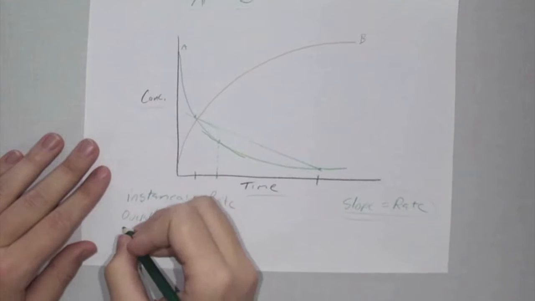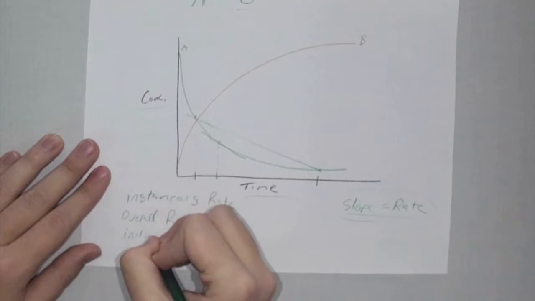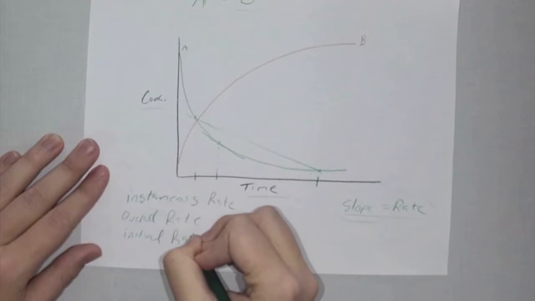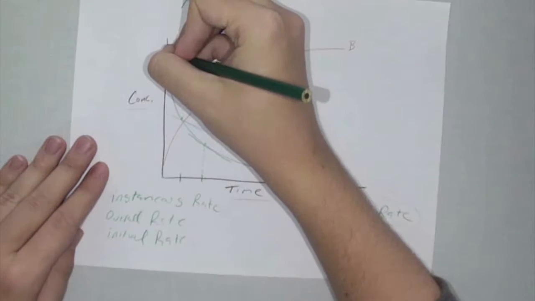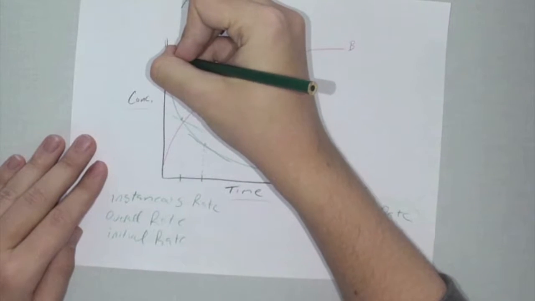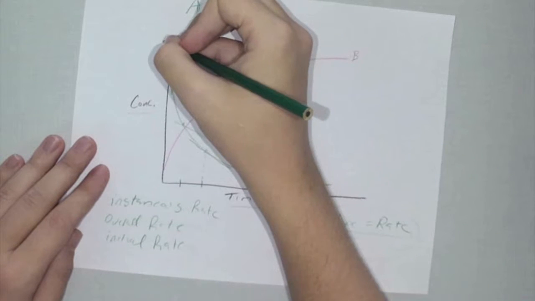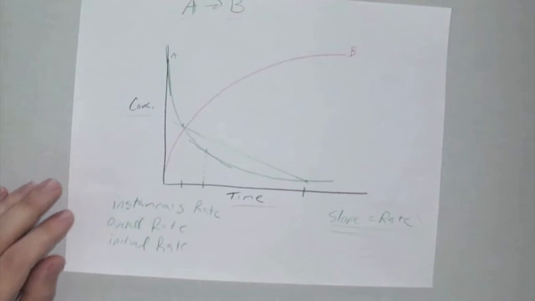And finally, you're going to have your initial rate. This one is pretty self-explanatory. It is your rate right at the beginning. So, once again looking at our rate of consumption of A, we just make a point right at the top, draw our tangent line, and then find the slope of that line, and you can get your initial rate.